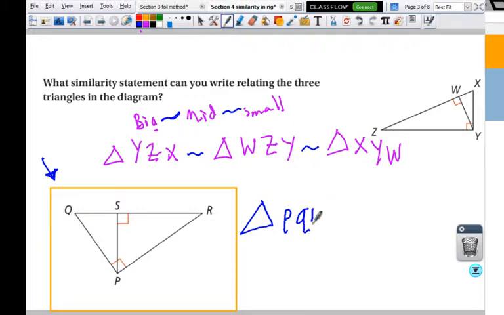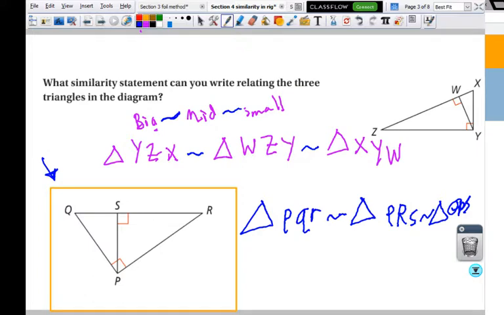Alright, so this one, this one, this one again, is similar. It's got a little squiggly in there. Say it. Triangle PQR is similar to triangle PRS, which is similar to triangle QPS. And the order you put these in doesn't really matter. If you start with small, then you can go big and middle if you want. I have a question. Does it matter what order you put your letters in? Yes, because remember, we gotta match up the same thing.